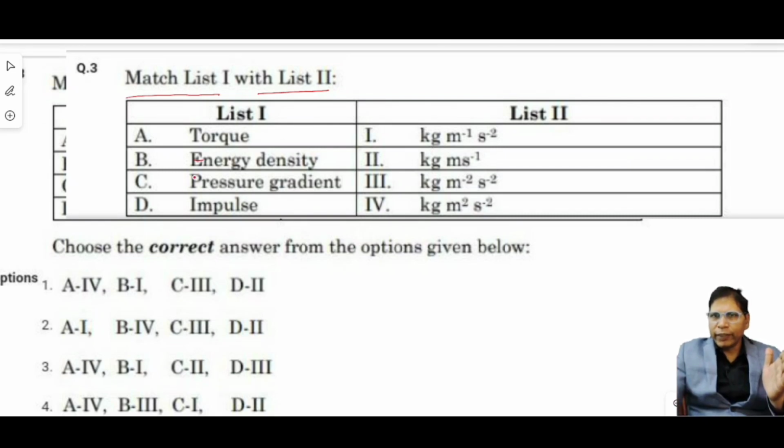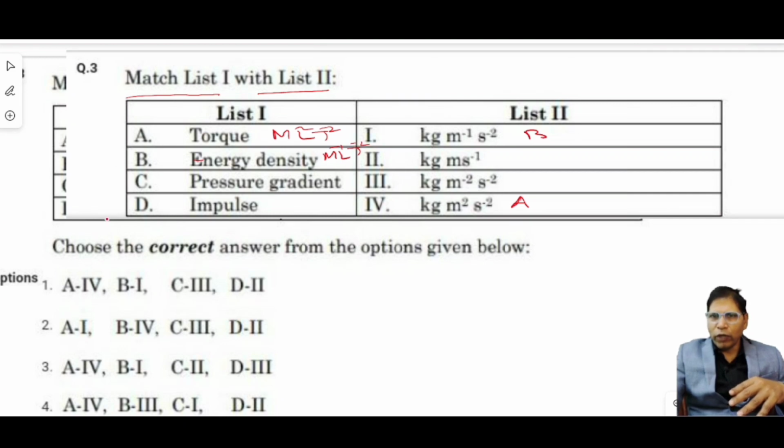First of all, look at this torque. The dimension of torque is ML² T⁻². Okay. Now look at this. This is the ML² T⁻², so this is the A. Now look at this. Energy density. Energy density means pressure. This is the ML⁻¹ T⁻². Look at this. This is the B.